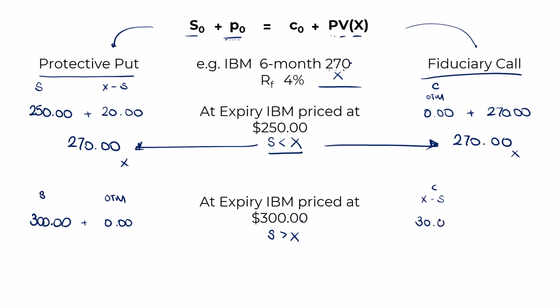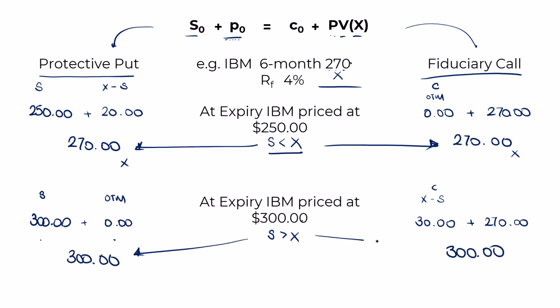The payoff is 30. PVX, once again, by definition, has grown to 270. Plus 30 is 300. 300 plus nothing is 300. Yet again, they pay off the same as each other. What they pay off when S is greater than X is S. In both situations, it does not matter where the price goes. These two strategies will pay the same. If they pay the same, they must cost the same.